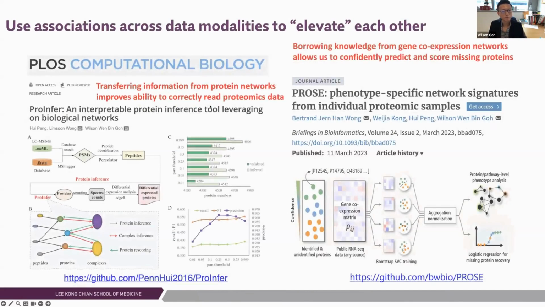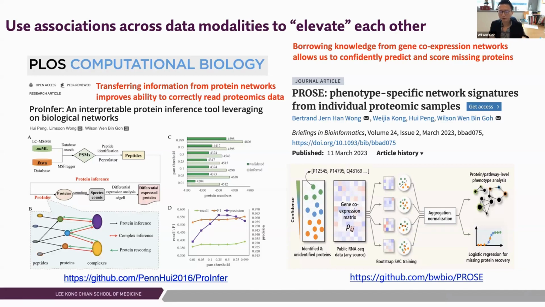Okay, another way you can use prior knowledge to help improve your decision making is to exploit the associations across different modalities to elevate each other. People talk about multimodal foundation models, and they talk about data integration, data-rich processes. But I think that the human intelligence component is really about identifying which data modalities can talk to each other, which data modalities are synergistic and can elevate each other.